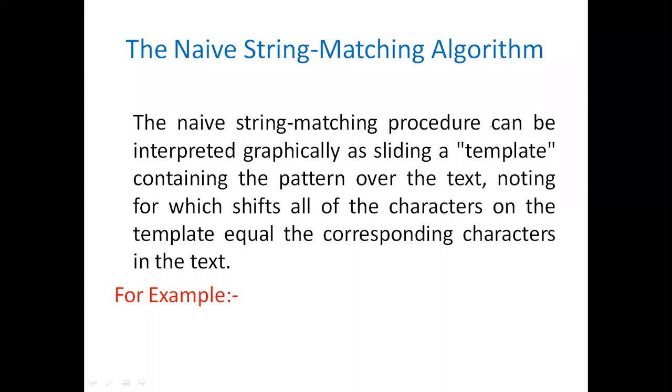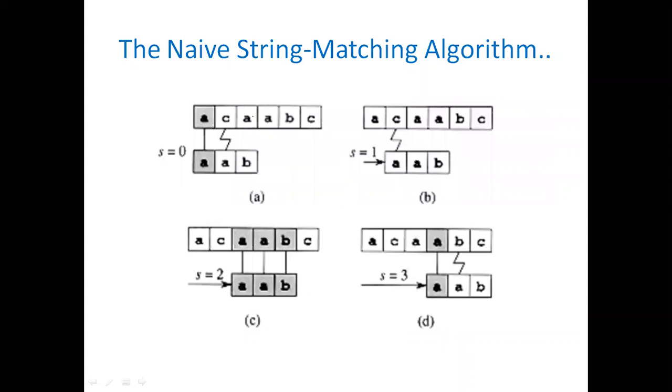This is the easiest one. So the naive string matching procedure can be interpreted graphically as sliding a template containing the pattern over the text, noting for which shifts all the characters on the template equal the corresponding characters in the text. For example, this is the previous example.